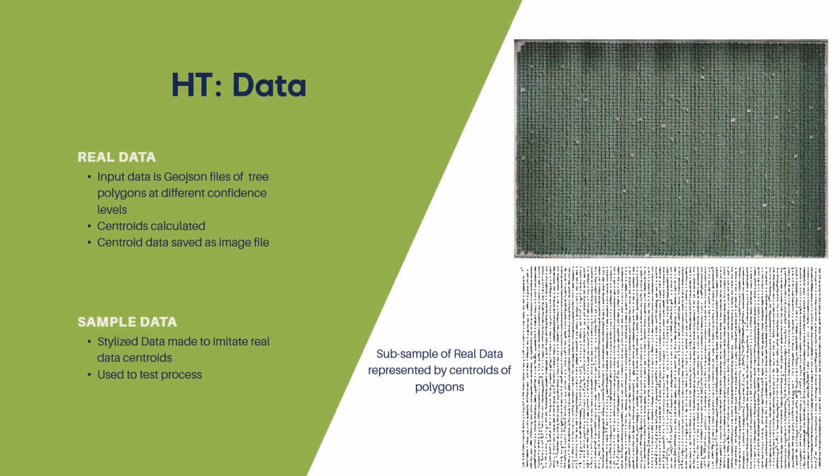The data is in the form of real data and stylized sample data. The real data is in the form of GeoJSON files of tree polygons at different interval levels. Centroids are calculated from these polygons, and these are saved as an image file. The sample data is just stylized data, which was created to imitate the real data centroids, and this was used to test the process as parameters are known.